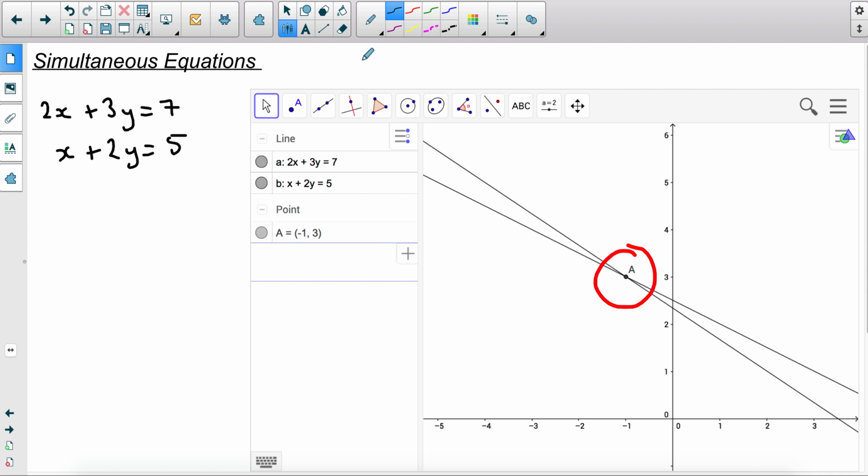Go to the next part of this video in order to know how to solve this simultaneous equation using the elimination method.